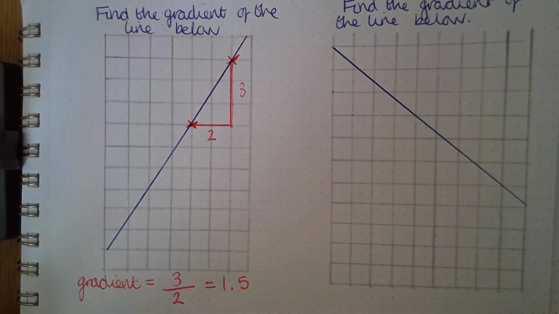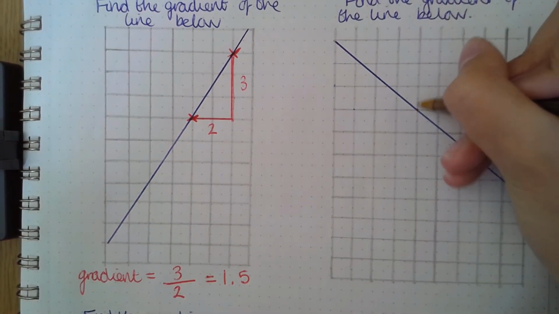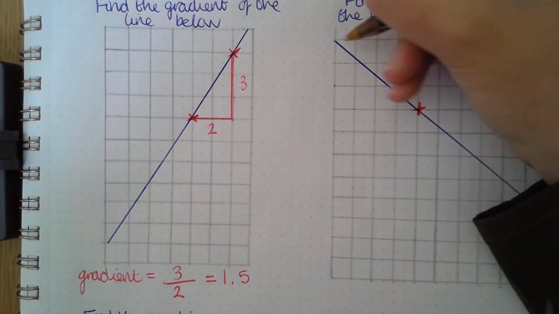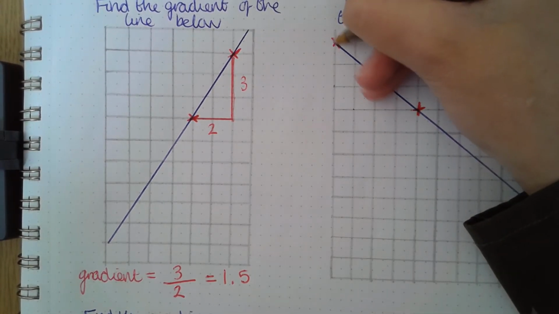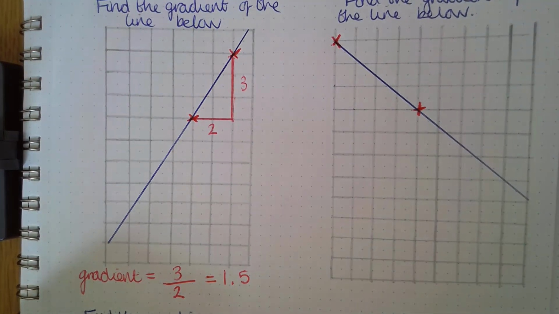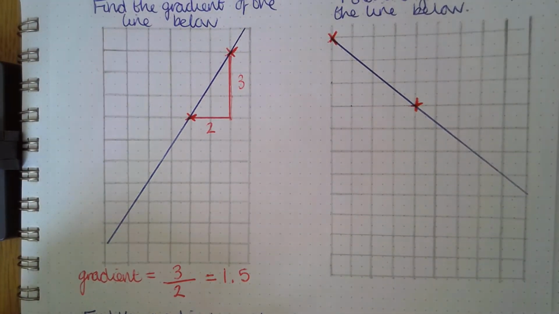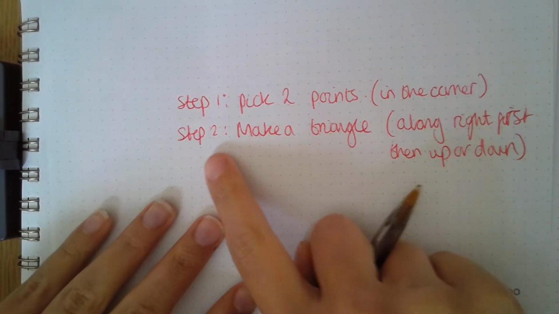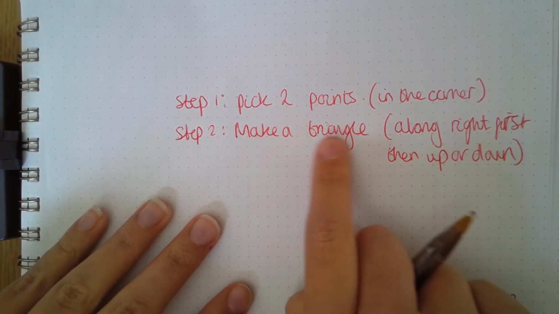Okay, so again, I'm going to do the same over here, find the gradient of the line below. So I'm going to pick 2 points. I can see that this one goes through the corner of the squares, and this one right at the top goes through the corners of the squares. Okay, so my step 1 was pick 2 points. My step 2 is make a triangle.